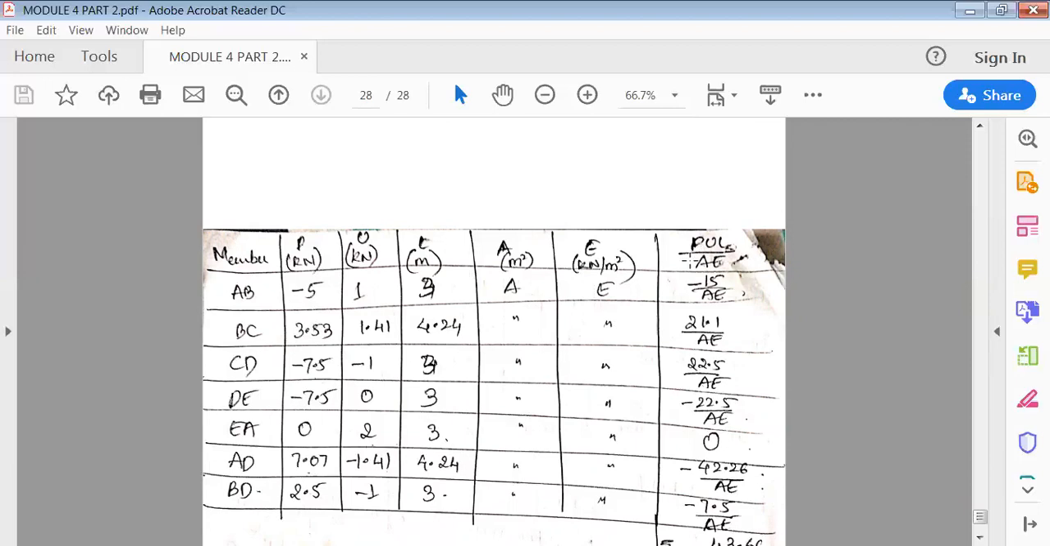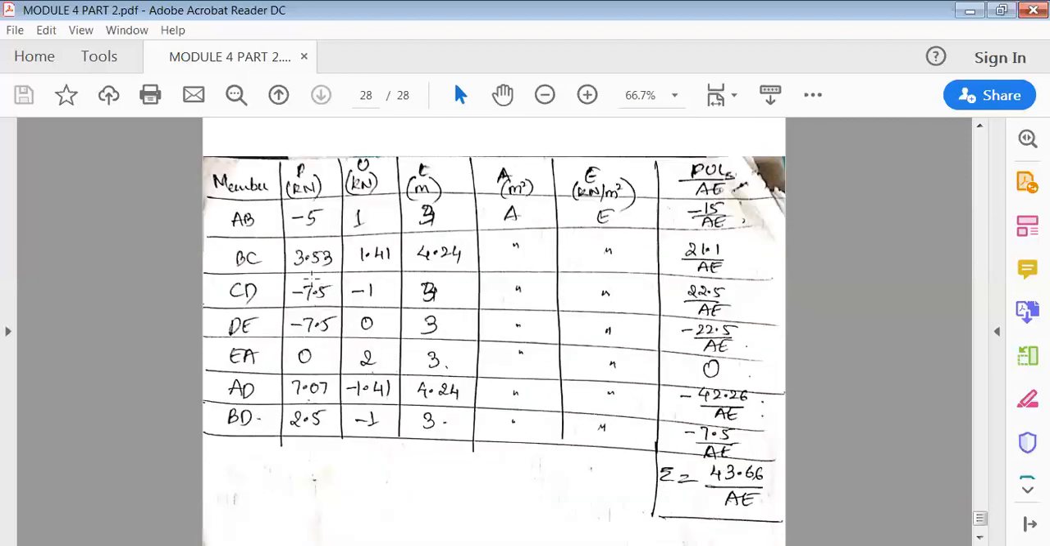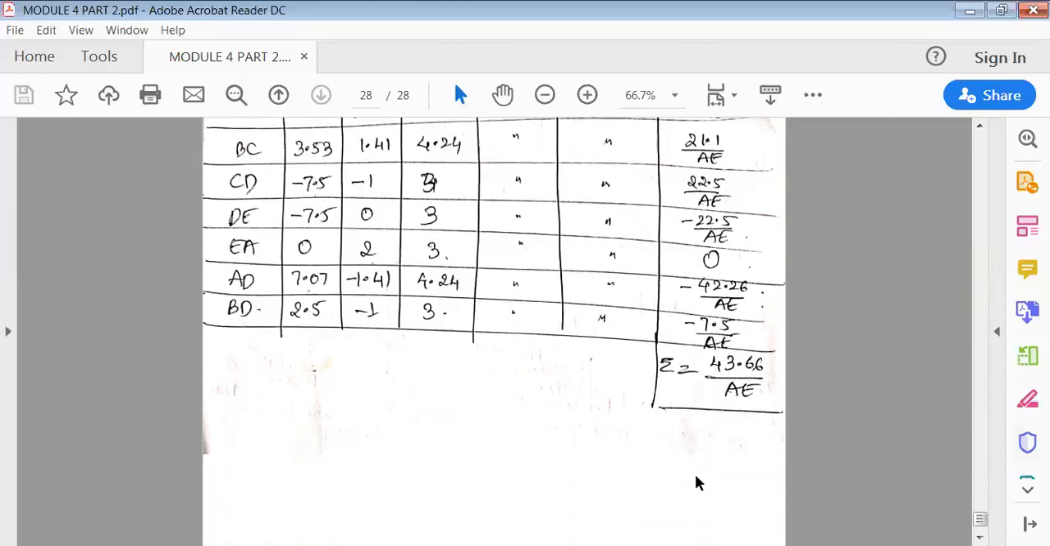Okay. So next, apply the formula PUL over AE. So multiply this P 5 into 1 into 3 divided by A into E. Similarly, this PUL over AE. So find out all this, and don't forget to consider the negative sign also. Okay, so minus sign. So now with respect to the sign, add all of this, so you get the summation PUL over AE is 43.66 over here. Now this is the vertical displacement at point C due to unit load.